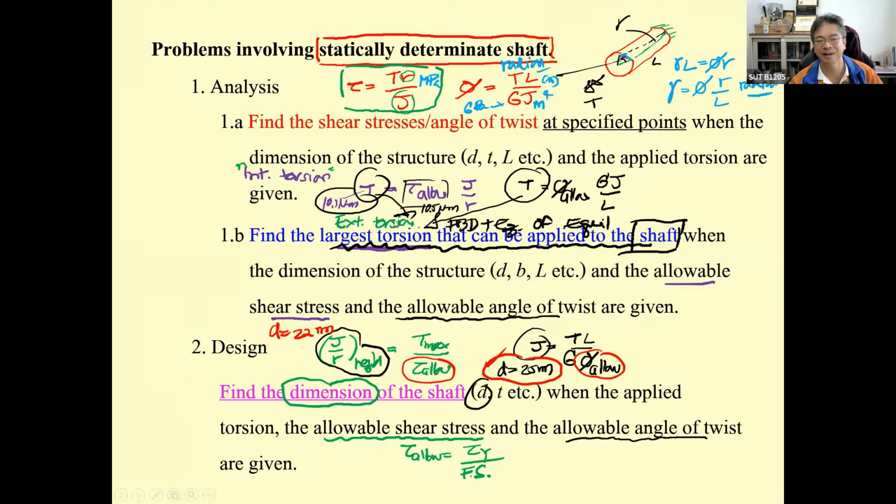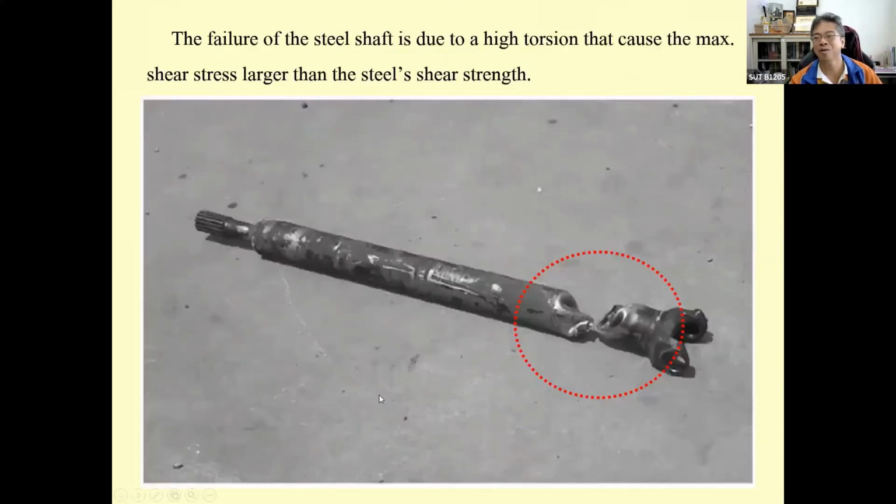For the torsion, select the smaller one. For the diameter, select the bigger one. That's why we design the shaft: we prevent the failure. This kind of failure may cause the loss of life or money.